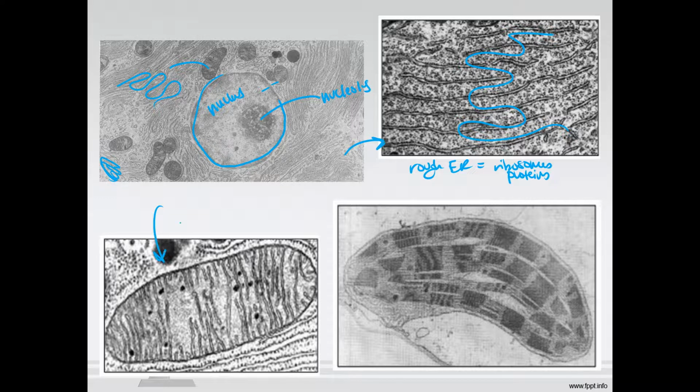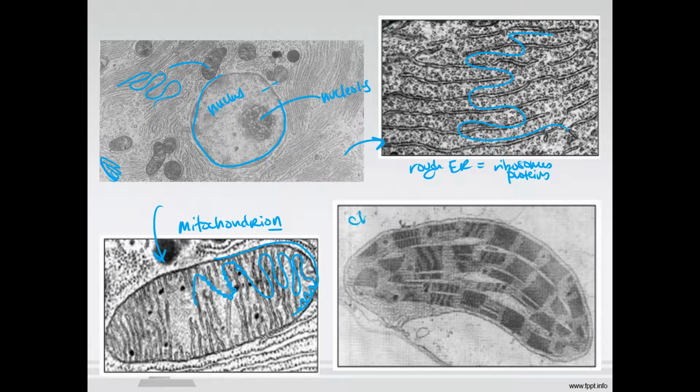Down here, everybody's favorite powerhouse. It's the mitochondria. Mitochondrion is singular, mitochondria is plural. Super cool thing. This guy has a double membrane. There's a membrane on the outside. There's a membrane on the inside. And the inside membrane does all of these folds. And all of the proteins and enzymes that help to make ATP are embedded in that inner membrane.